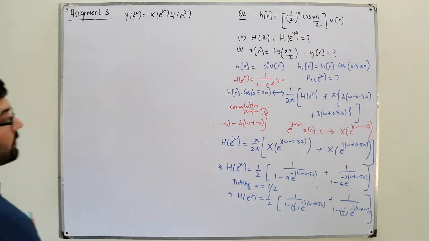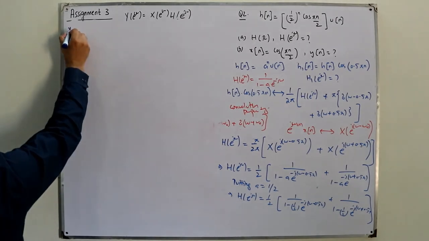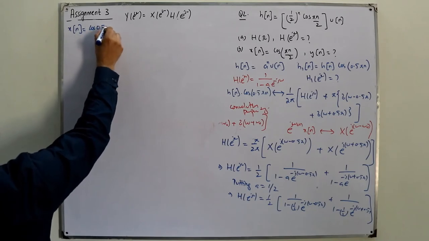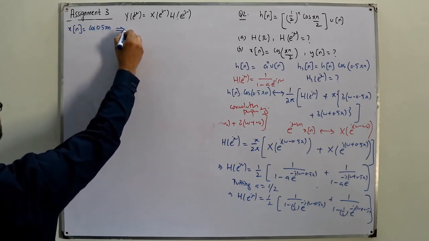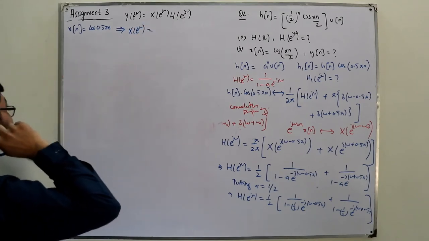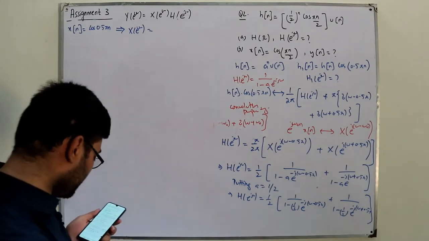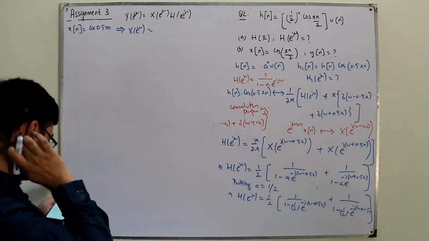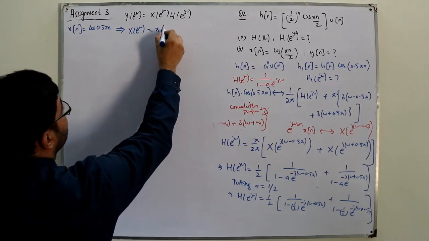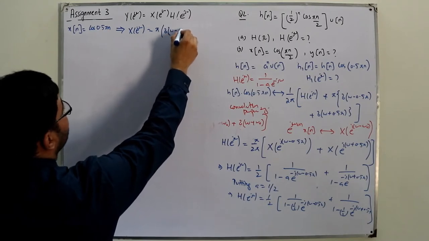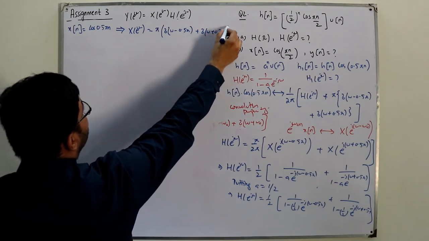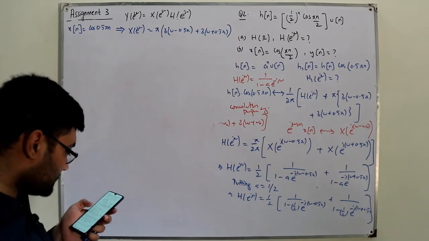You're given x of n is cos of 0.5 pi n. This implies that ω₀ is 0.5 pi. I've already written over here the formula. So X(e^{jω}) would come out to be, with pi taken common, delta of ω minus 0.5 pi, then plus delta of ω plus 0.5 pi. Isn't it like this?